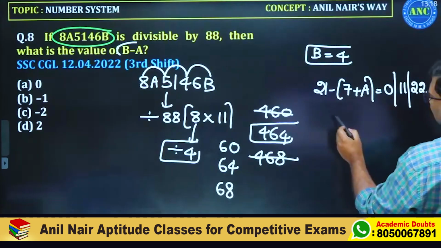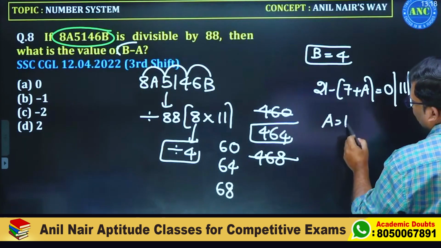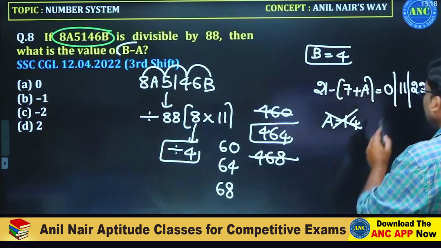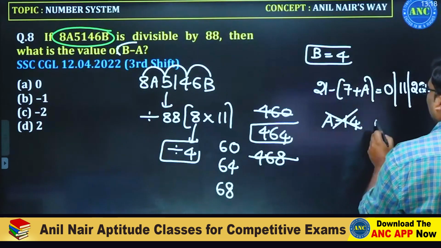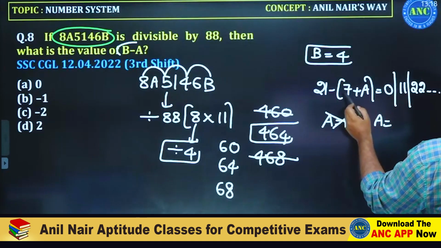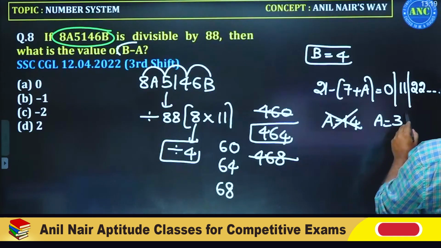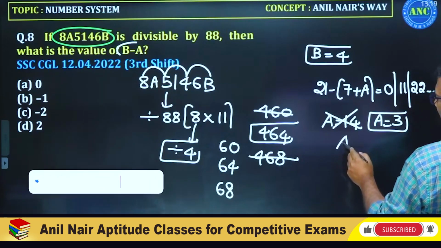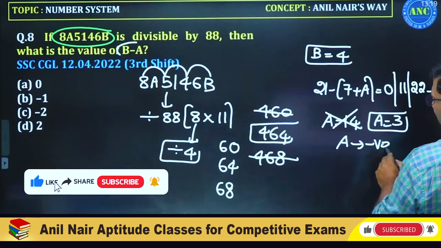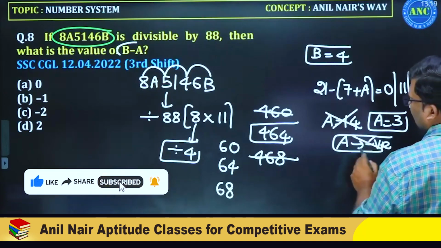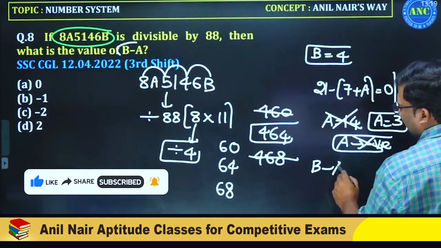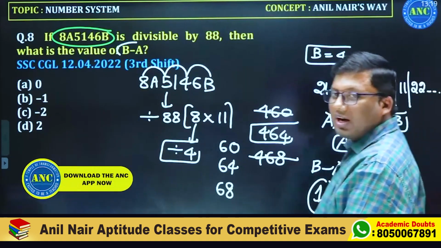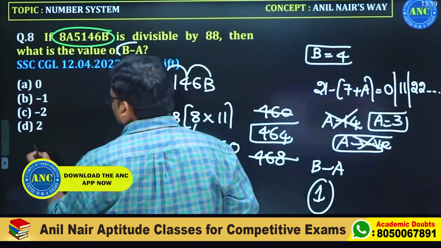So A value can be 14, but 14 is not possible because A is a digit. If it is 10, A will be 3. 21 minus 10 will be 11. A will be 3. Otherwise, A will be negative, and A cannot be negative. So A value is 3. B minus A will be 4 minus 3, which is 1. So we are right. The answer for this question is 1.